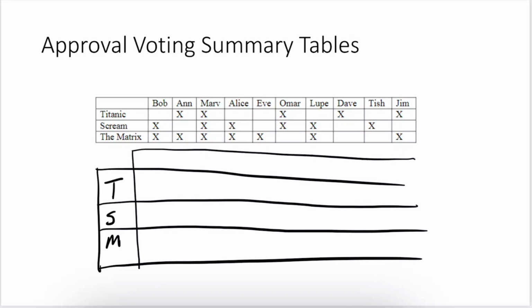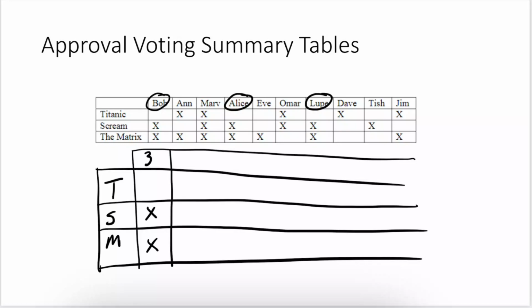by saying, okay, well, Bob chose the Scream and the Matrix, but Alice also had that vote. She was also fine with watching Scream or the Matrix, and so was Lupe. And so rather than writing out Bob and Alice and Lupe's vote, I can just put a 3 up here in the top of the column to show that there are 3 people that voted that way.